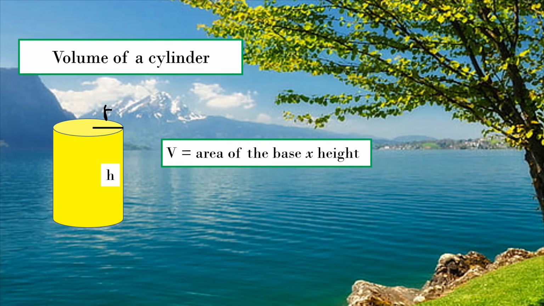Now, area of the base is what? The base is a circle. So of course, the area of a circle is pi r squared. So pi r squared, then multiply by its height. So there you go. Volume is equal to pi r squared times height.